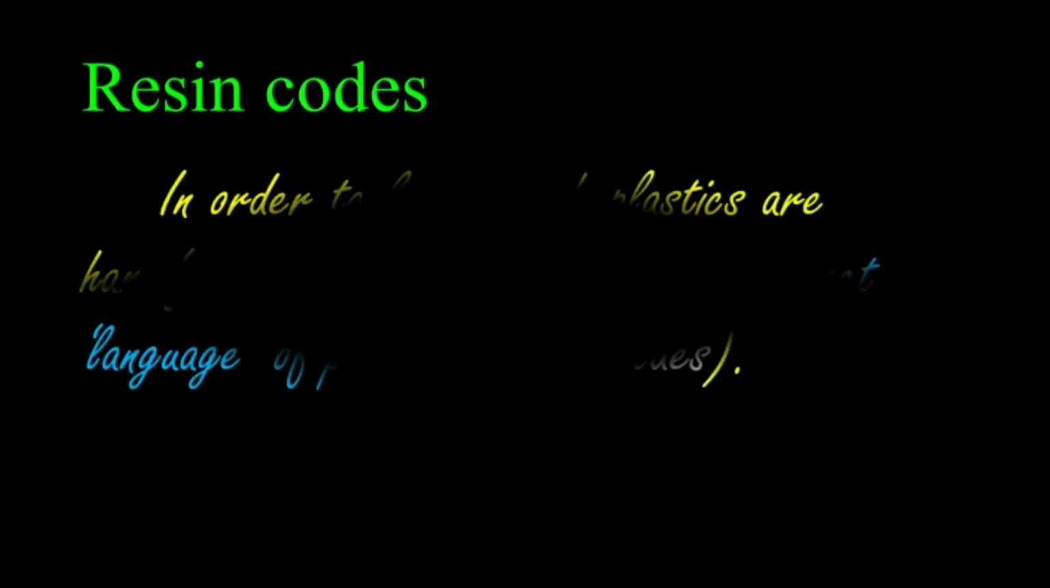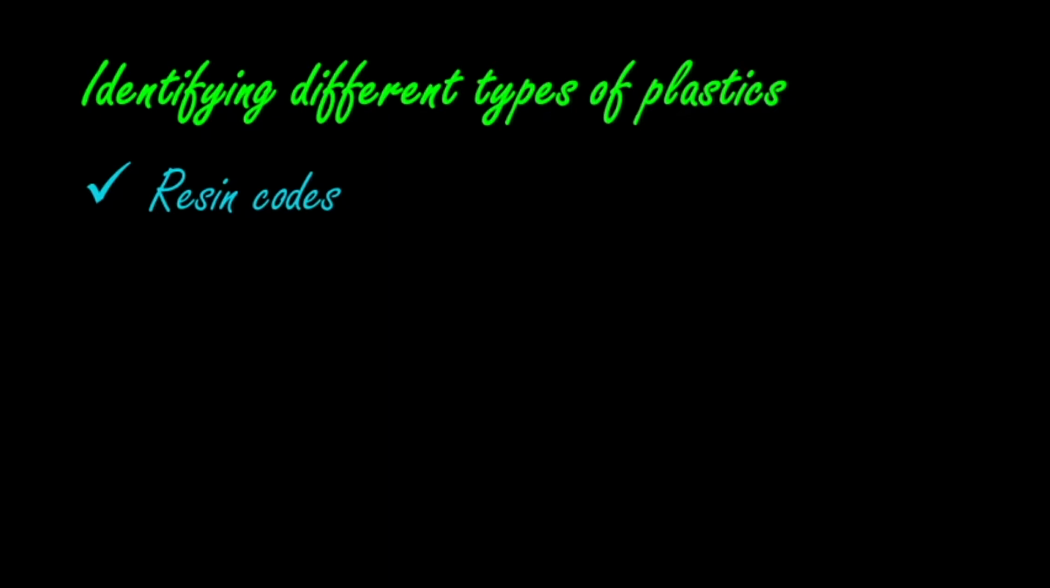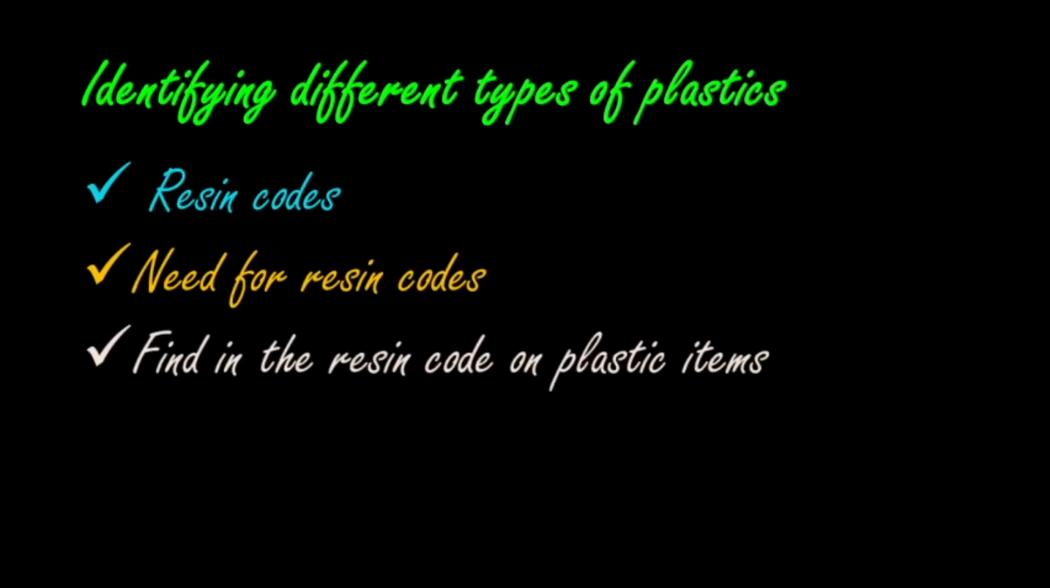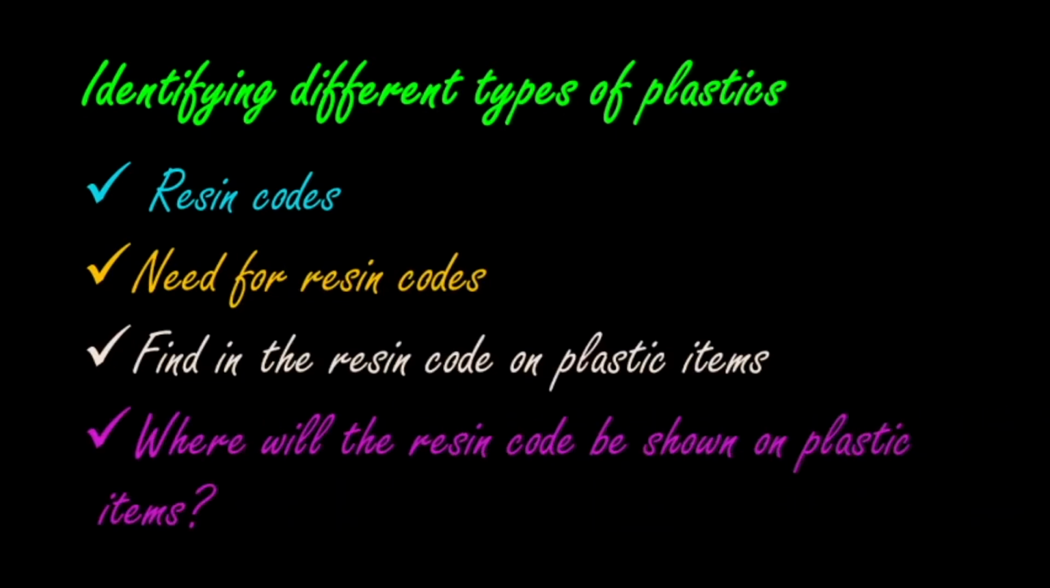For that, we are first going to learn about resin codes. What do we mean by a resin code? It is nothing but a secret language of plastics. That secret language is known as a resin code. In order to identify different types of plastics, we need to know what resin codes are, the need for resin codes, how to find the resin code on a plastic item, and where the resin code is shown on plastic items.